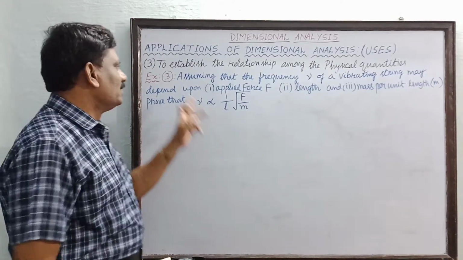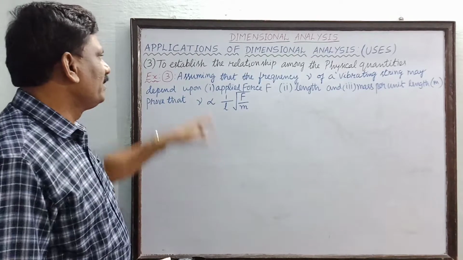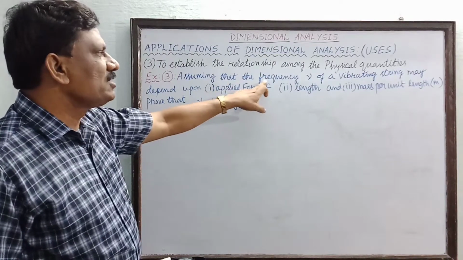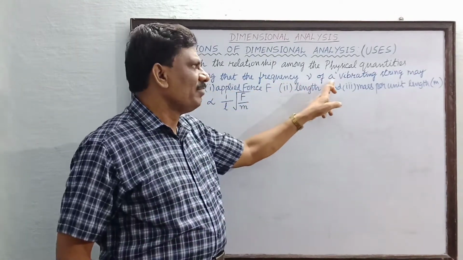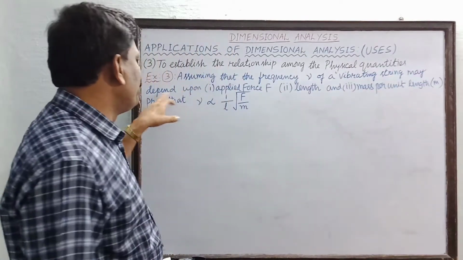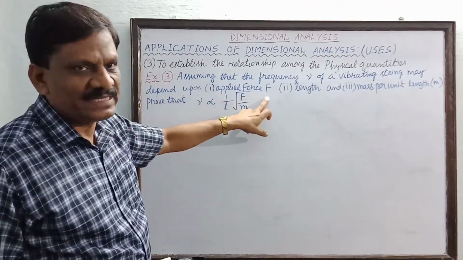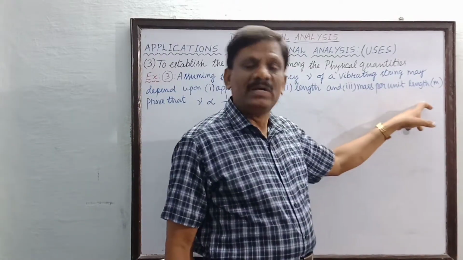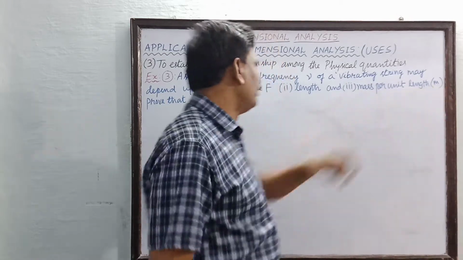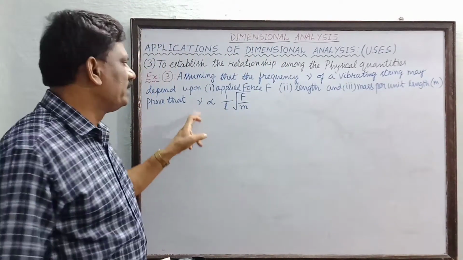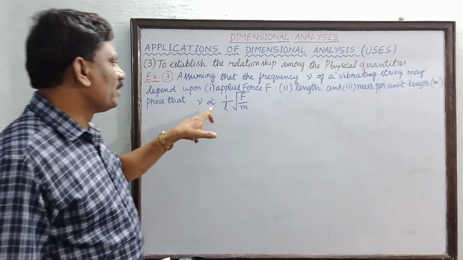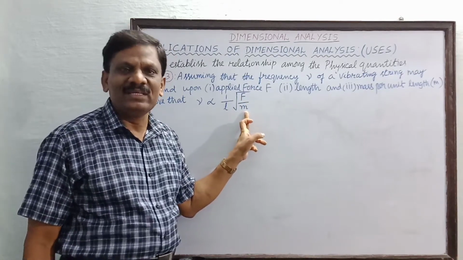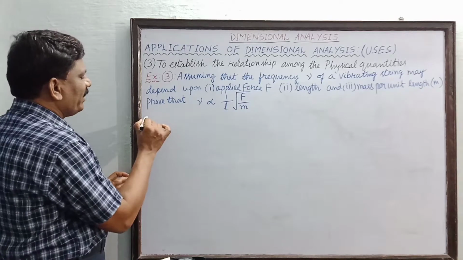Hi students, now we are going to see example number 3 to establish the relationship among the physical quantities. Assuming that the frequency nu of a vibrating string may depend upon, first, the applied force F, second, the length L of the string, and third, the mass per unit length m of the string. We have to prove that the frequency nu is proportional to 1 by L into square root of F by m.